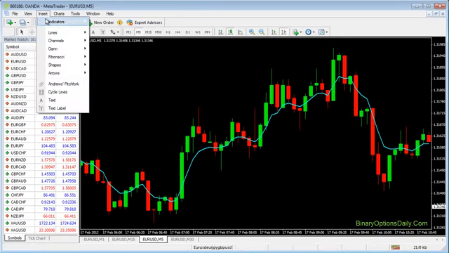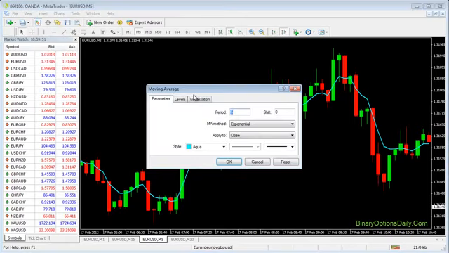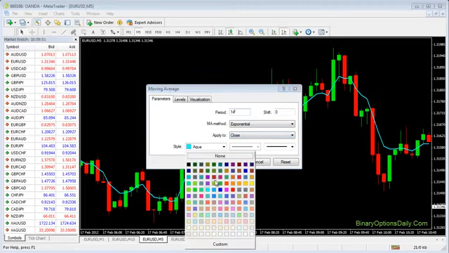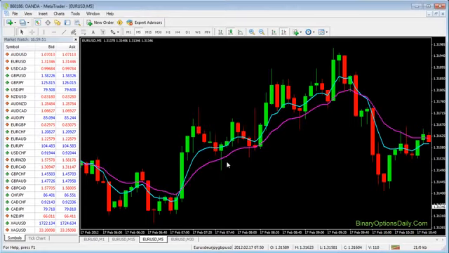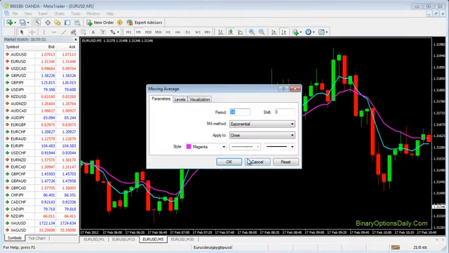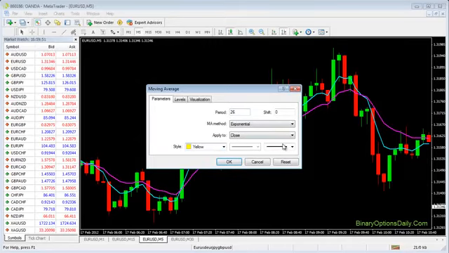Now we need to add 2 more, so we're going to go back to the indicators, trend, moving average, and the next one we're going to do is going to be a 14-period moving average. And I'm going to be using a magenta line for this one. And again, these are all exponential and applied to close. So we're going to click OK. And we need to add 1 more. So we're going to go back to indicators, trend, moving average. And this one is going to be a 26-period moving average, exponential applied to close. And I'm going to choose yellow for this color and make this one just a little bit bigger. And go ahead and click OK.